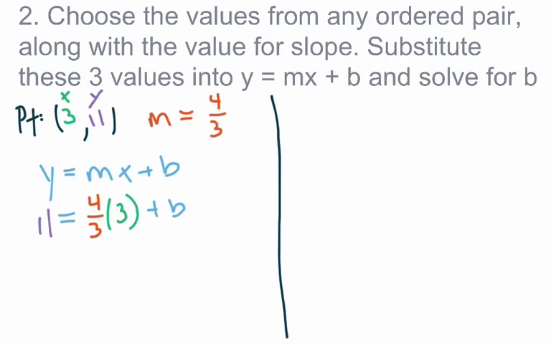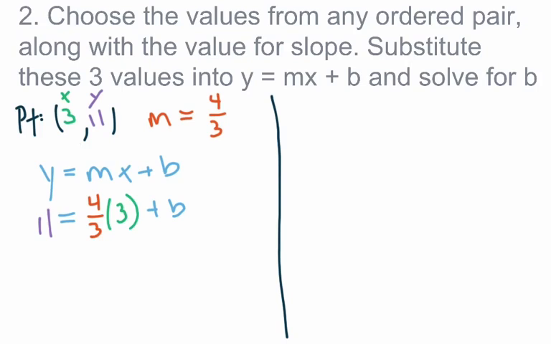Alright, so we have 11 is equal to 4/3 times 3 plus b. Again, all I've done is I've substituted in 11 in for y, because 11 is the y value. I substituted 4/3 in for m, because those two are equal. I substituted 3 in for x, again because 3 is the x value, and then brought down the plus b.